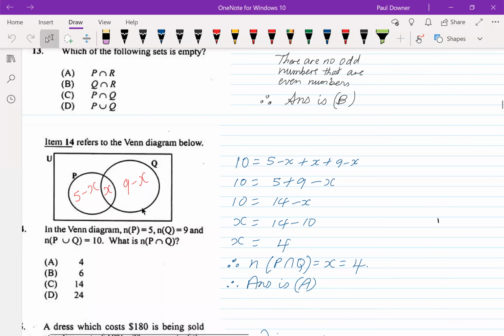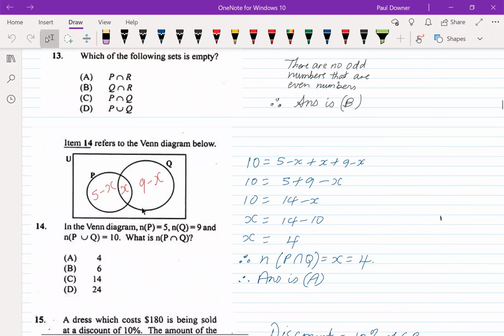Okay, so we go on to number 14. And in number 14, they say in the Venn diagram, the number of elements in P is 5, the number of elements in Q is 9, and the number of elements in the union of P and Q would be 10, right? Or what is in P or Q is 10. What is the number of elements in P intersect Q, right? Or the intersection of P and Q? How many elements lie in P and Q?